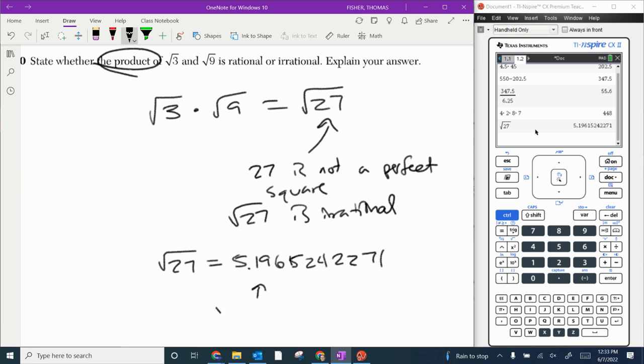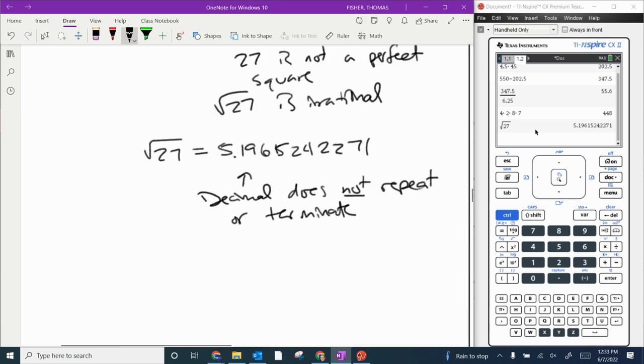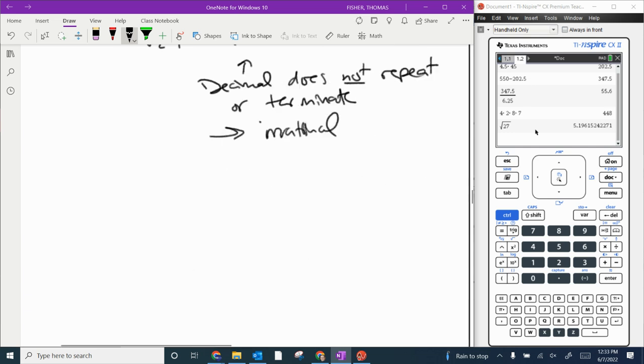So the decimal does not repeat or stop. It doesn't terminate. So for those reasons, it is irrational. If it stopped, or if it repeated, it would be a rational number.